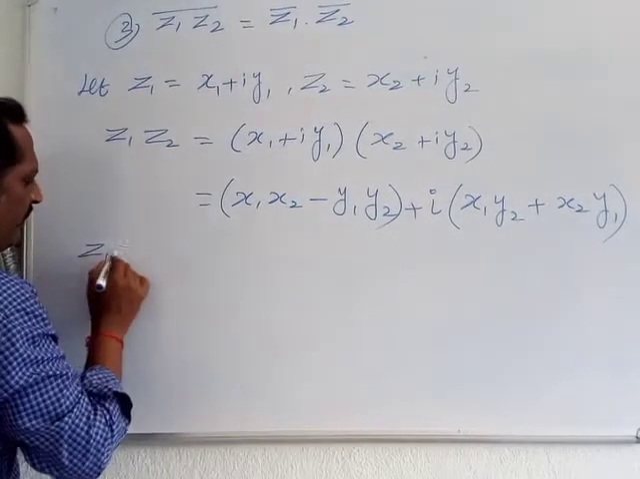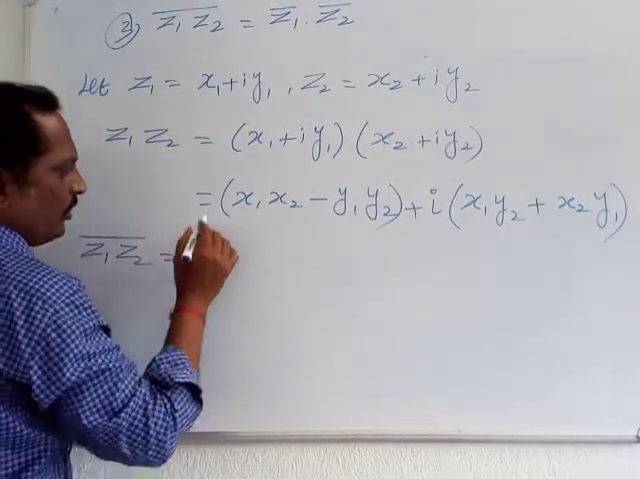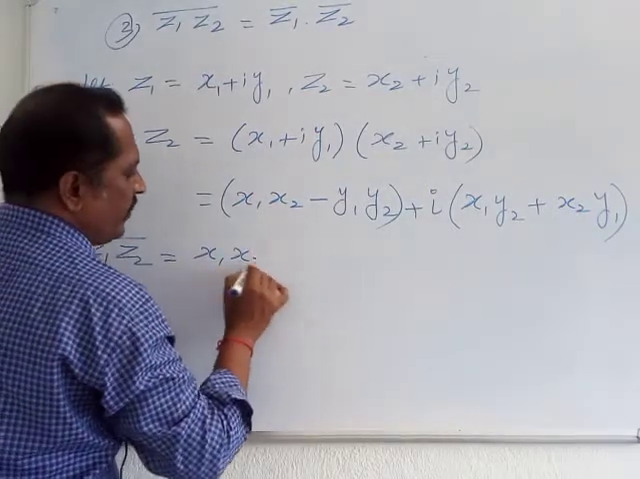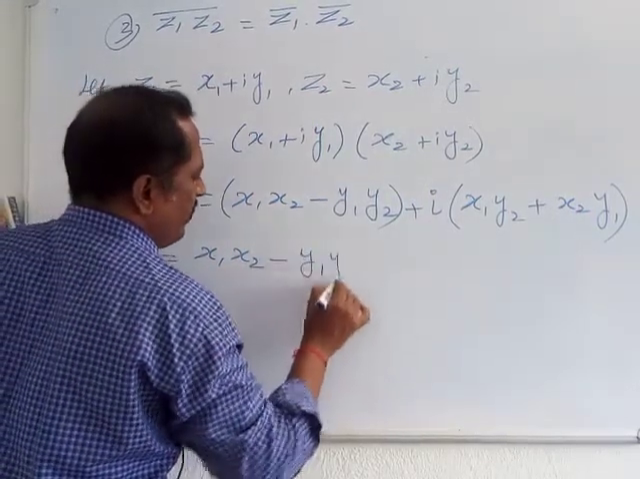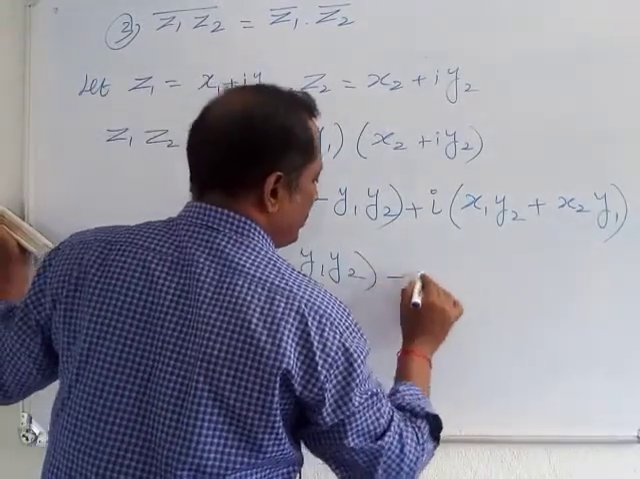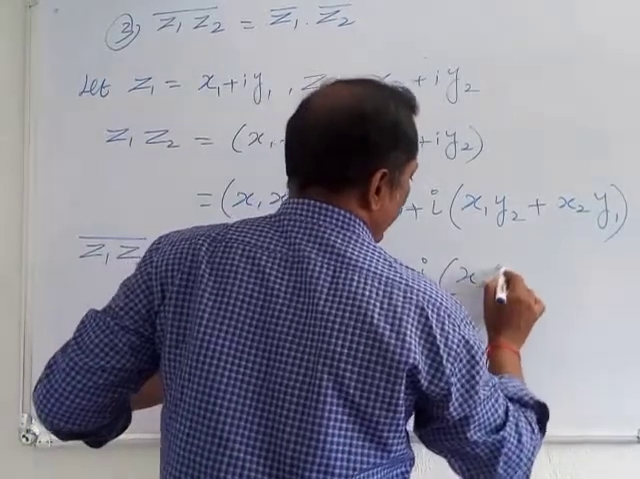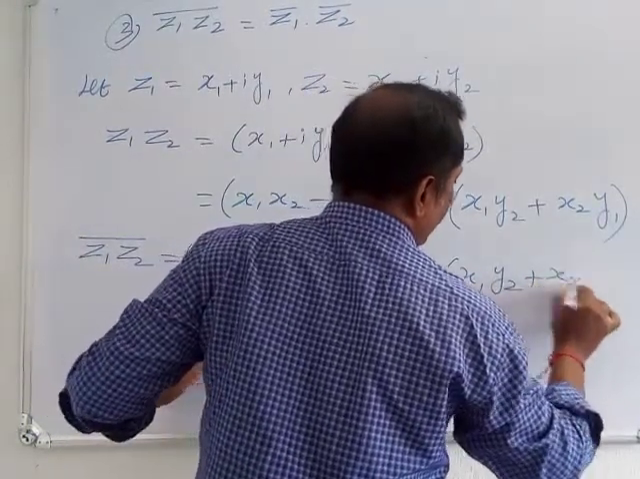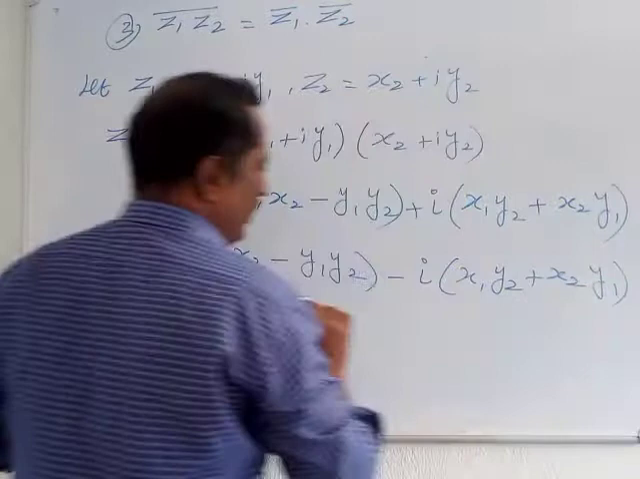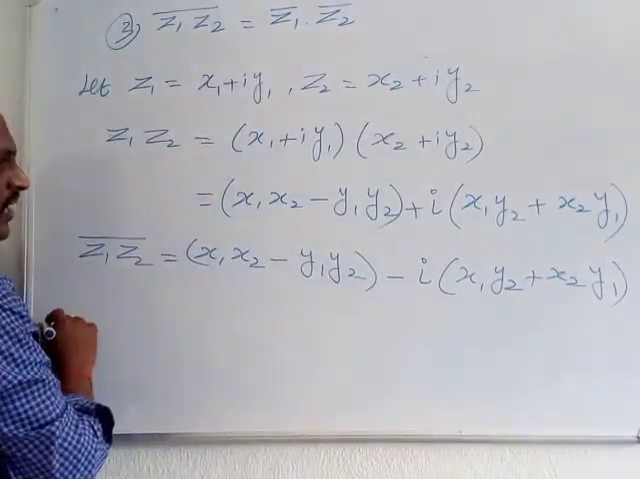Next we have to take the conjugate. (Z1 z2) the whole bar is equal to x1 x2 minus y1 y2. Bar means you have to change the sign of the i term, so minus i into (x1 y2 plus x2 y1), right? So this is the (z1 into z2) bar value.